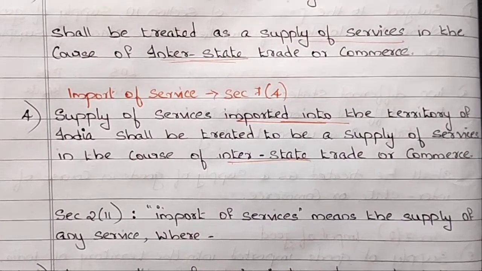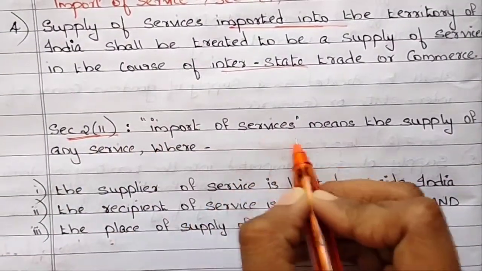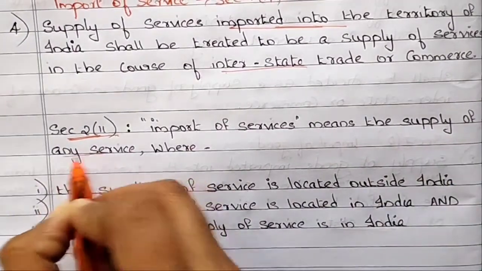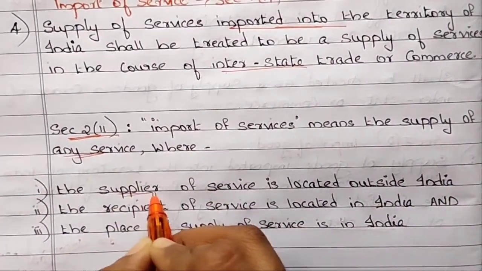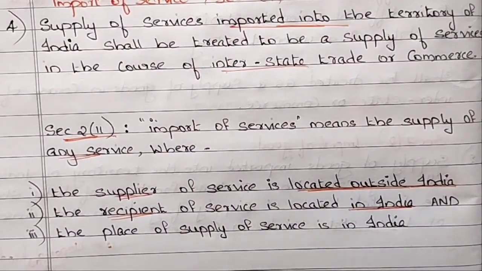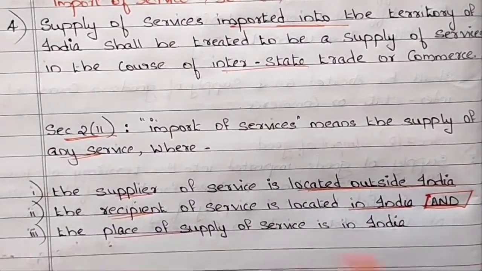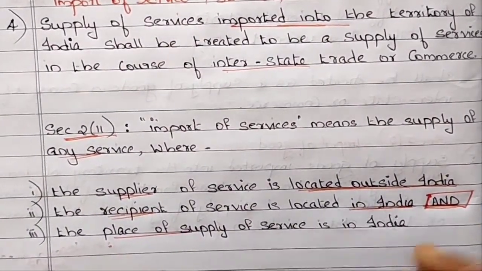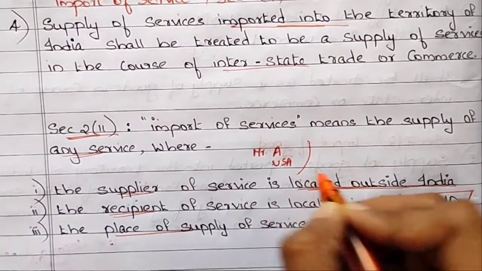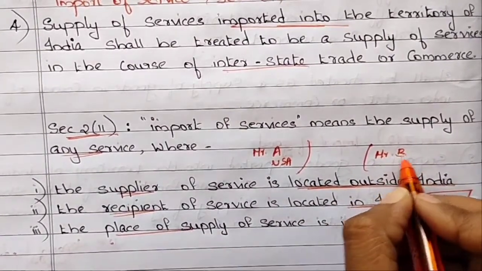Here, section 2 clause 11 gives the definition of import of services. Import of services means the supply of any service where the supplier of the service is located outside India, the recipient of the service is located in India, and the place of supply of the service is in India. That means Mr. A is providing a service from the USA to Mr. B in India.